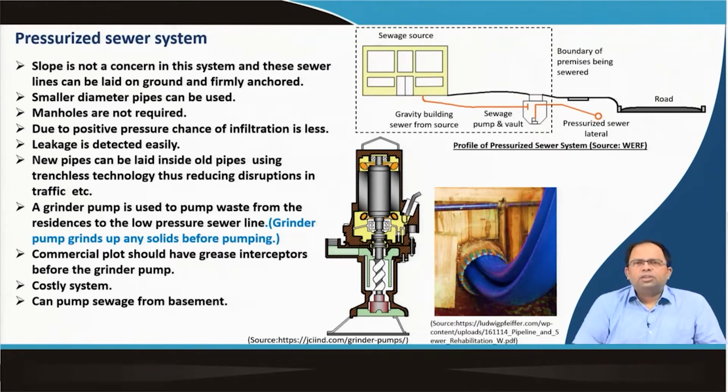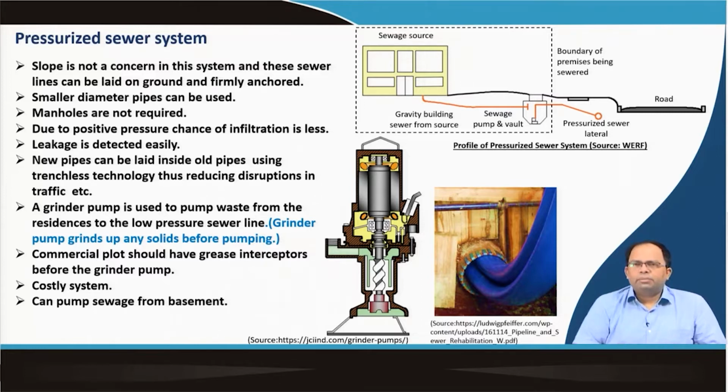So, in a pressurized sewer system, slope is of course not that much of a concern, because we are generating certain pressure, and particularly these pipelines can be laid even over the ground, and of course they need to be anchored. So, in case we are not able to put the pipelines below ground, we have to have a pressurized sewer system. In some cases it is difficult to dig, like maybe in rocky areas. So, it is better to have a pipeline above ground, and then probably we have to go for a pressurized sewerage system.